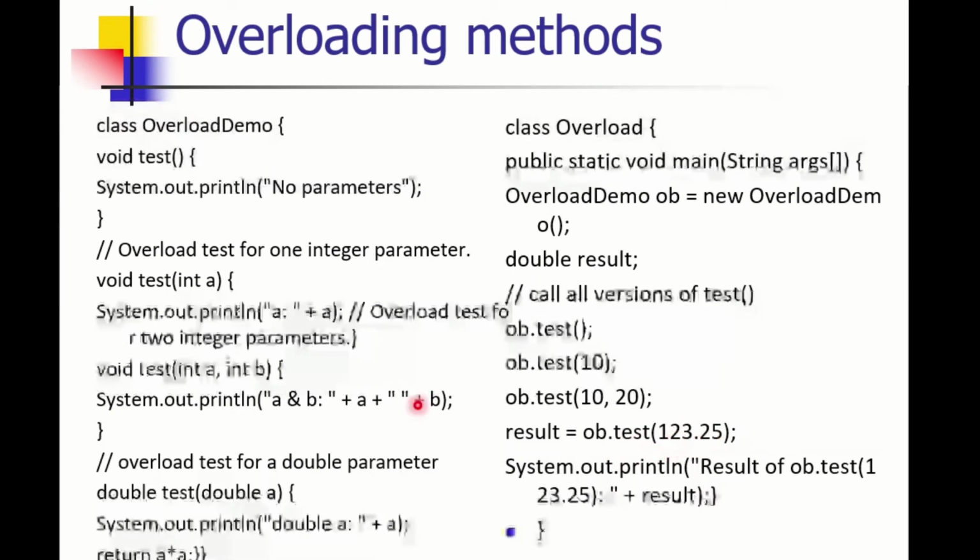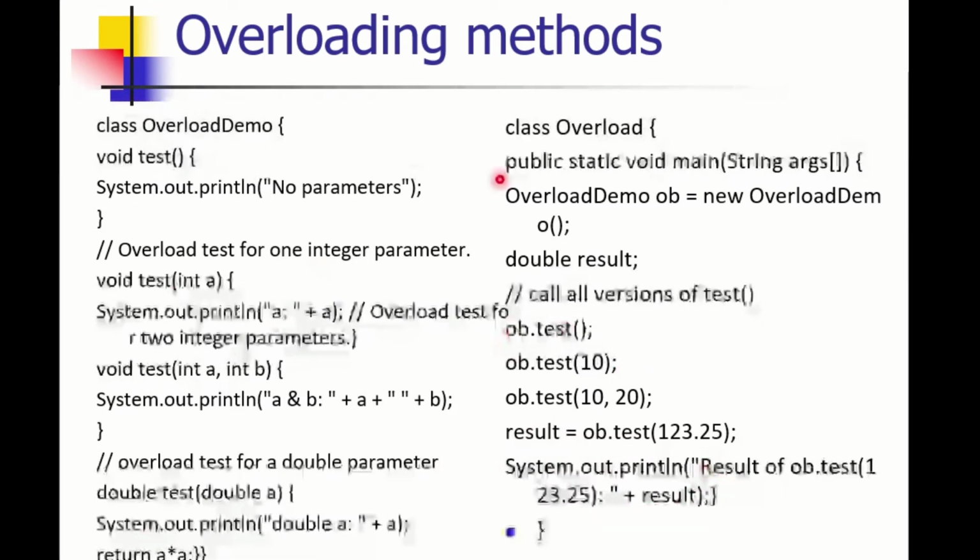So it will not call any other method except the last one, which is accepting a as a double parameter. So this one will be called, and it will return the square of that a. We wanted to store this result, and that's why we will be printing the output of this.